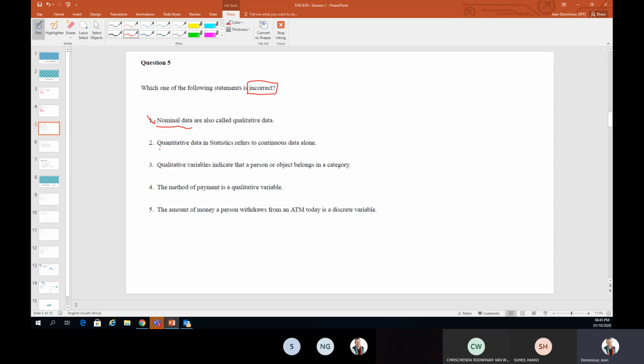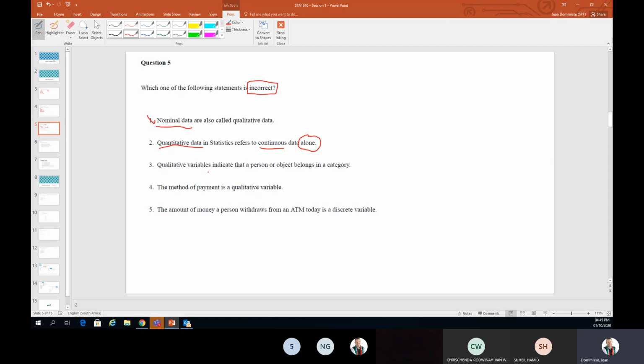From my summary, I can see that a quantitative variable refers to continuous alone. So I think it is important to see that word "alone" in there. So let's just continue with the other ones.